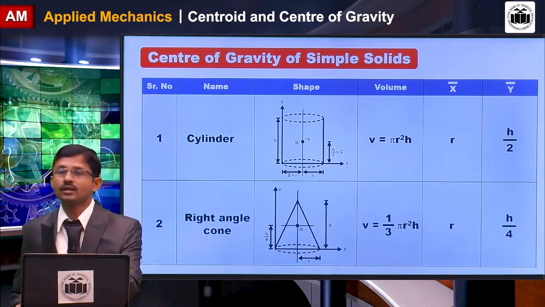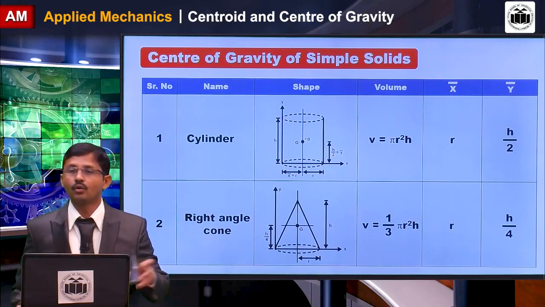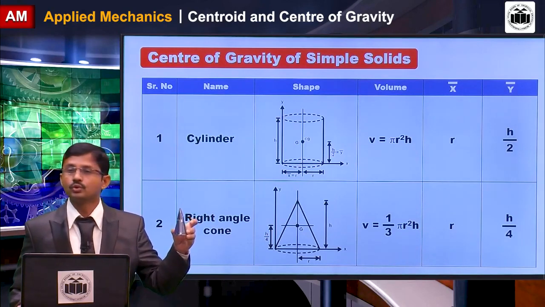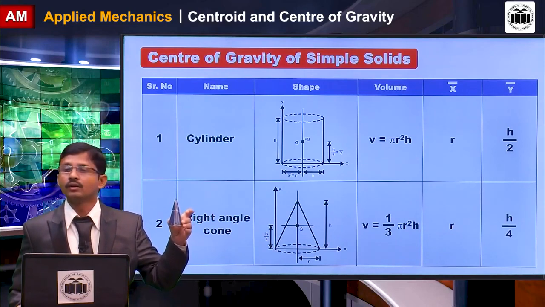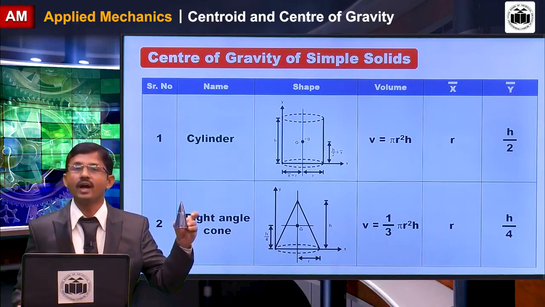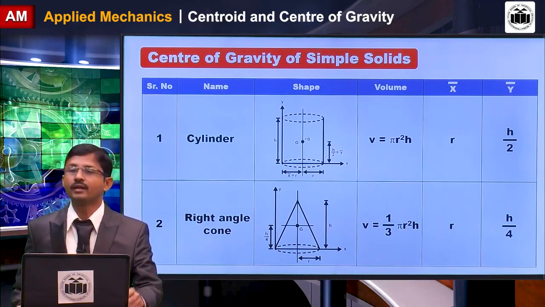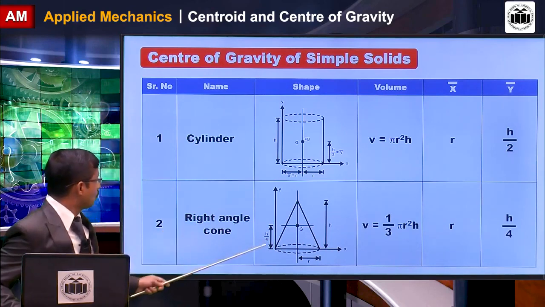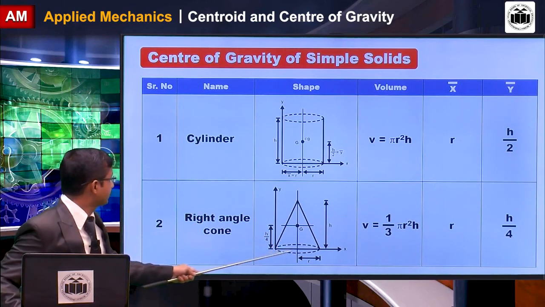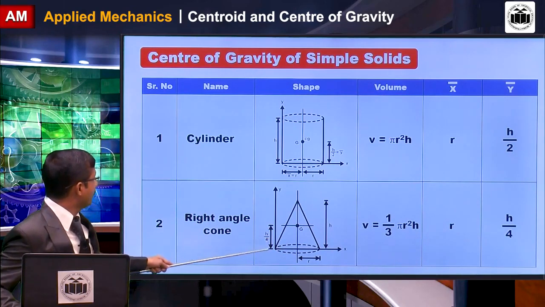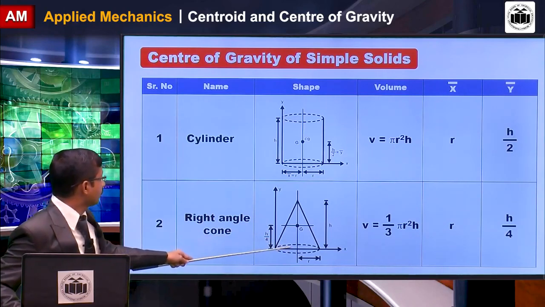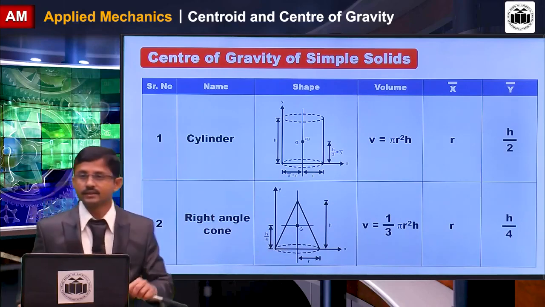Then next is a right angle cone. So this cone is having a circular area at the bottom and there is a height. So volume of this cone is calculated as 1/3 pi r square h. The x bar of this cone is r from the y axis, and the y bar is h by 4 from the x axis.